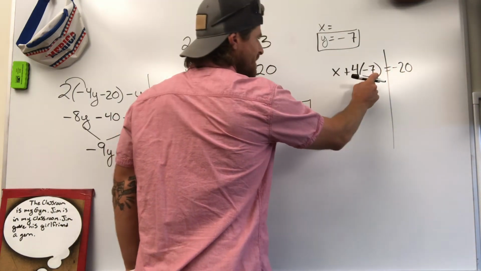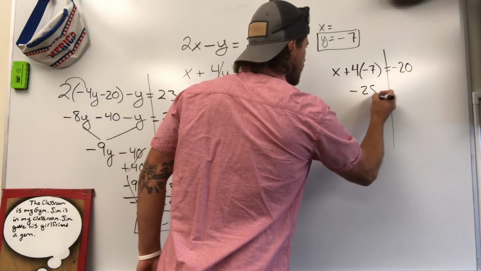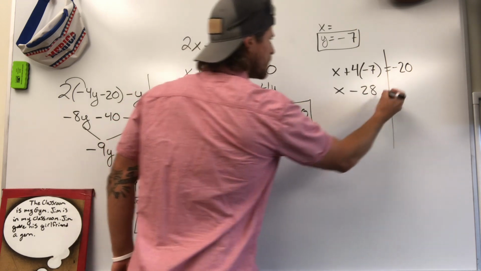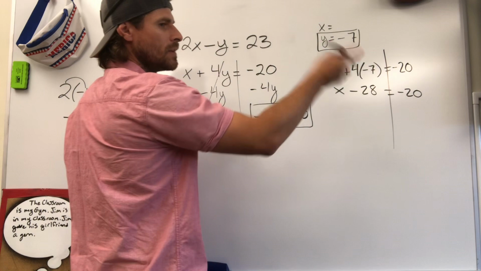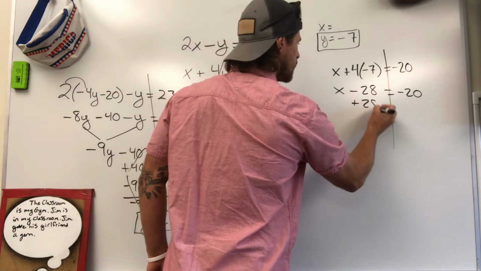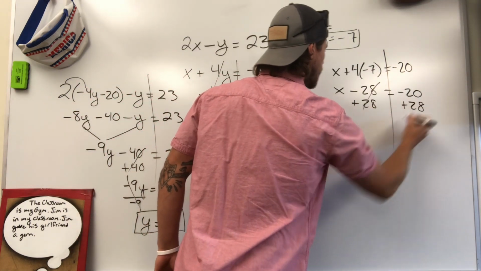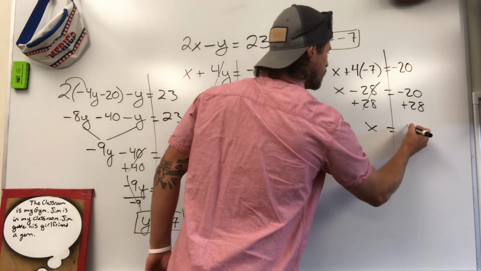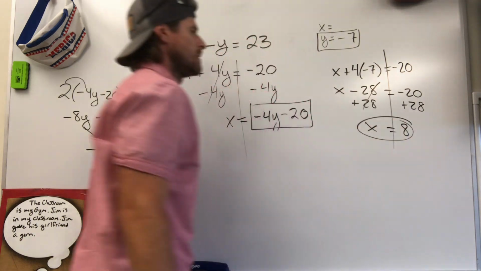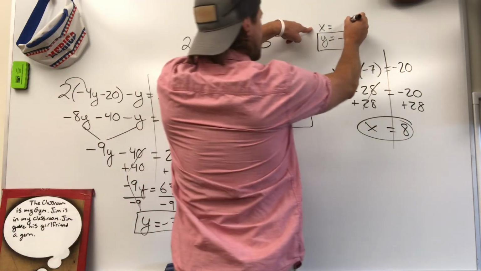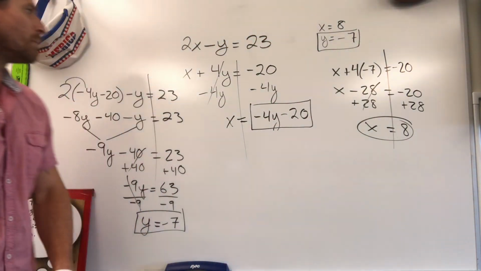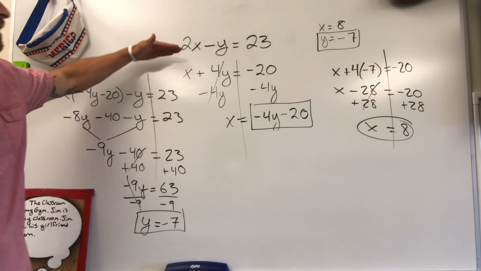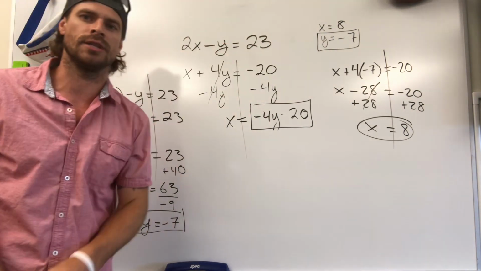4 times negative 7 is going to give you that negative 28. You still have your x here. It's equal to negative 20. And I just got to push that negative 28 over to the other side. Add 28, add 28. X is equal to 8. So when x is 8, y is negative 7, those two values, when plugged in here and here, will give you true statements for each equation.